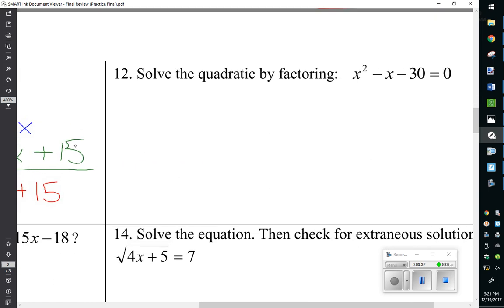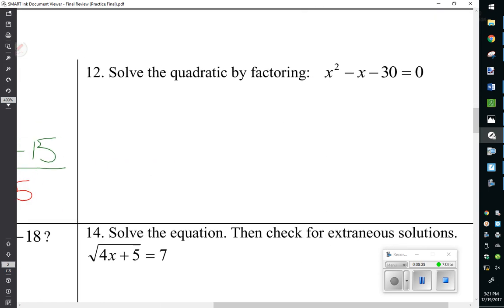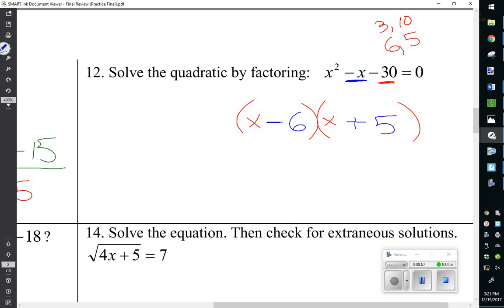Number 12, solve the quadratic by factoring. So we're just going to factor that thing right there. I need 2 numbers that multiply together to get me 30. So numbers like 6 and 5, 3 and 10. One of those combinations needs to add or subtract to get me negative 1. So the best choice here is negative 6 and a positive 5. Negative 6 times 5 gets you negative 30, and negative 6 plus 5 gets you negative 1.